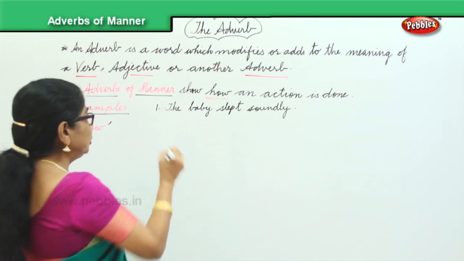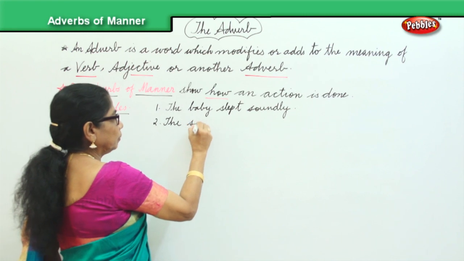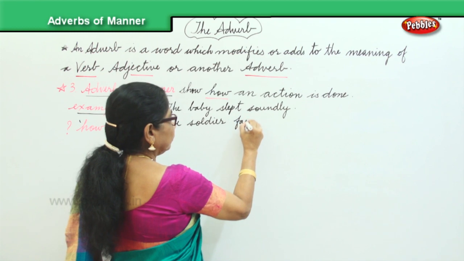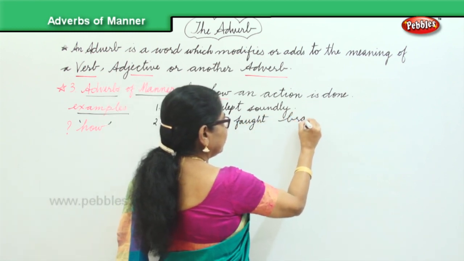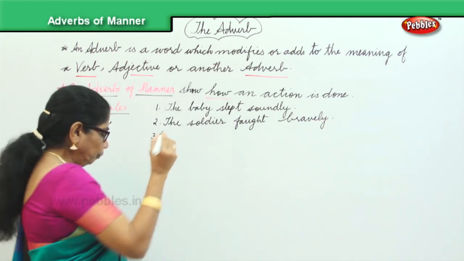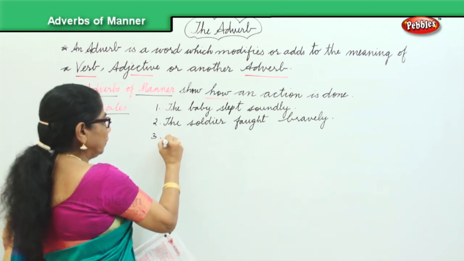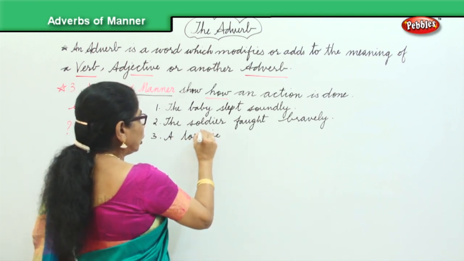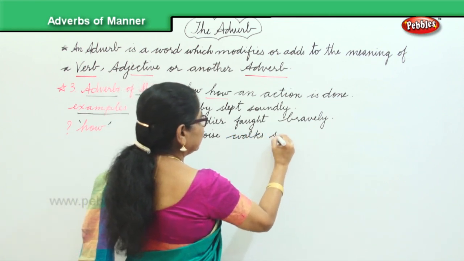Then the soldier fought bravely. The soldier fought bravely. Next, we have the tortoise. A tortoise walks slowly.